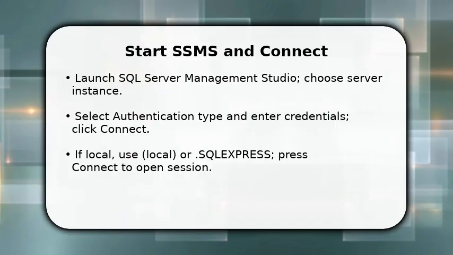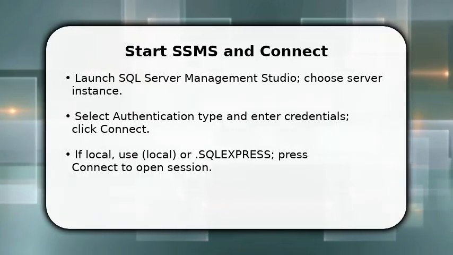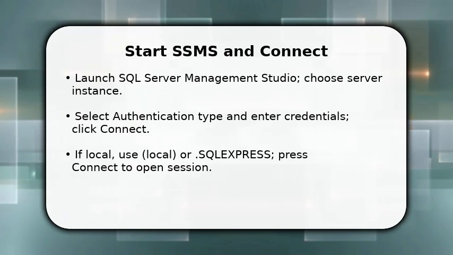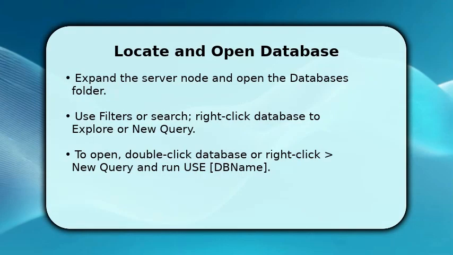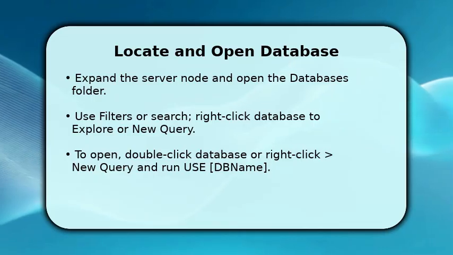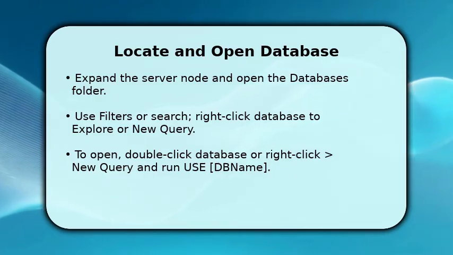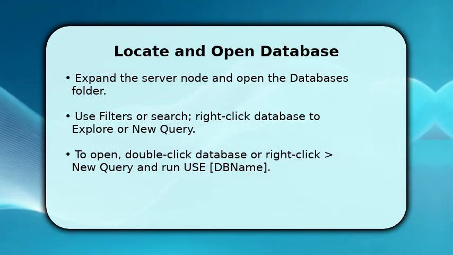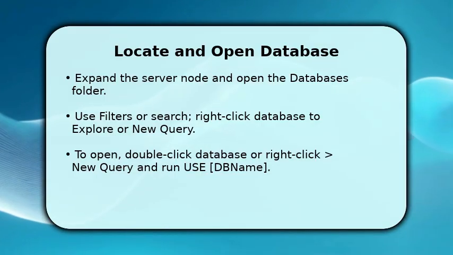Now that you're connected, keep Object Explorer visible, because the next steps rely on expanding and navigating that tree. Once Object Explorer shows databases, expand the Databases node and locate the target database. If there are many, use the filter or search box to narrow results. Filters save time. You can inspect tables, views, and security by expanding the database node.